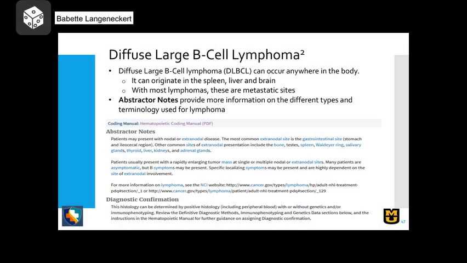Diffuse large B-cell lymphoma is a non-Hodgkin lymphoma. It can occur anywhere in the body. It can originate in the spleen, liver, and brain. As with most lymphomas, these are metastatic sites. The abstract or notes provide more information on the different types and terminology used for lymphoma.